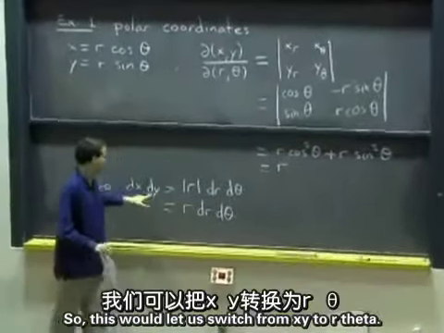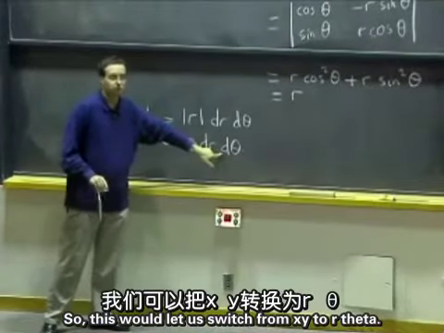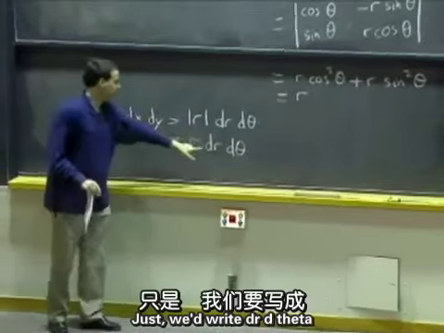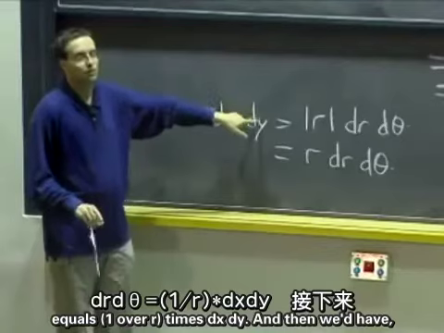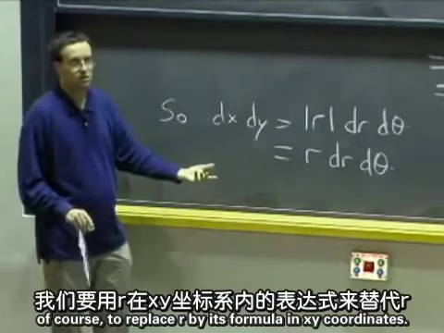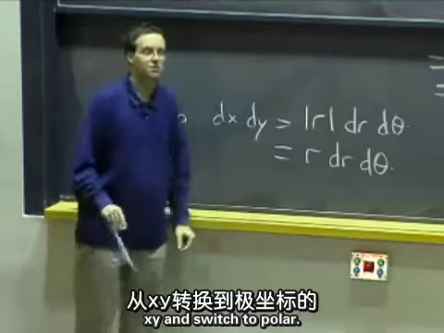So this would let us switch from xy to r theta. But we could also switch from r theta to xy, just we'd write dr d theta equals 1 over r dx dy. And then we'd have, of course, to replace r by its formula in xy coordinates. Usually, we don't do that. Usually, we actually start with xy and switch to polar.